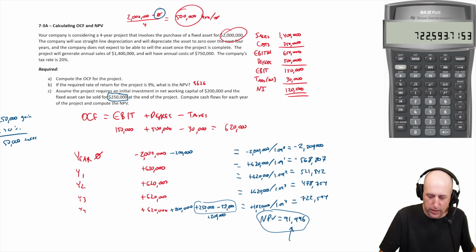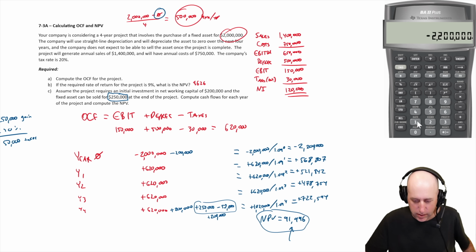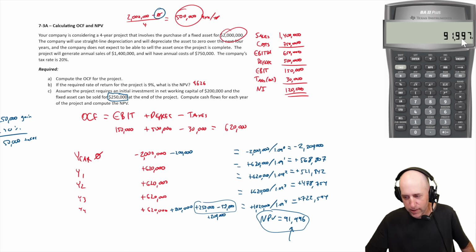Now we just add up this list of numbers. Negative 2.2 million plus these 4 numbers, and we hope that we get the right answer. 2.2 million negative plus 568,807 plus 521,842 plus 478,754. And last but not least, we add 722,594. And we get, drum roll please, 91,997.